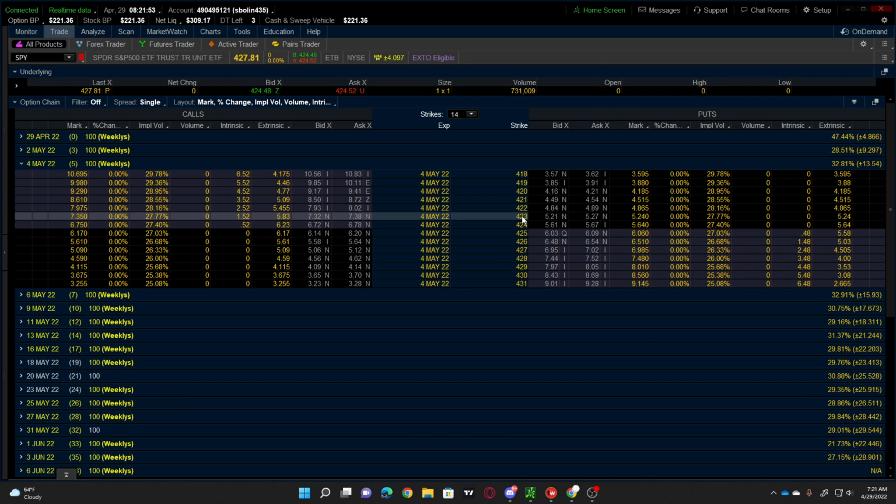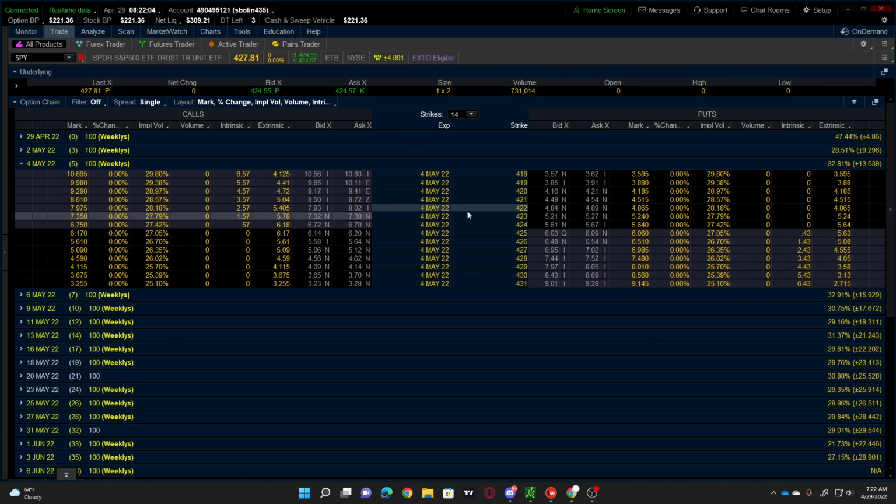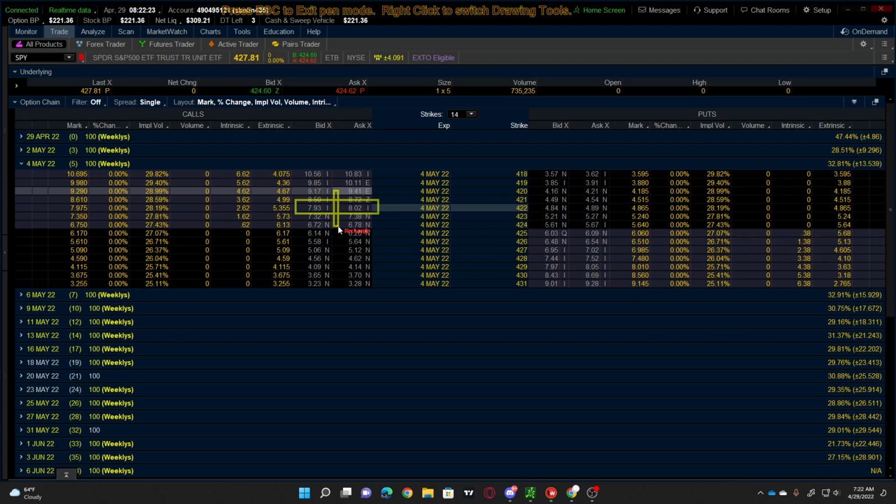Well, what about the 423 or the 422? It would be the same thing, right? You take the current stock price of 424.57 and you look at 422 and subtract those two from each other and you get the intrinsic value. Easy peasy, right? Well, how come the option's value is, say, $8? Why is it so high? Well, intrinsic value is only one of the numbers. We also have extrinsic values.